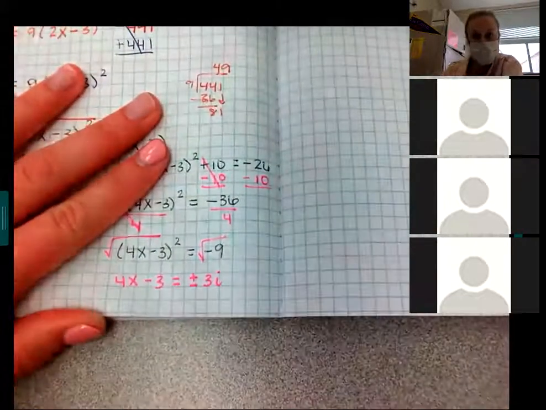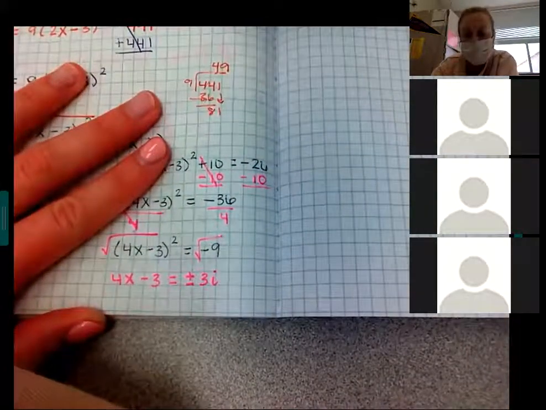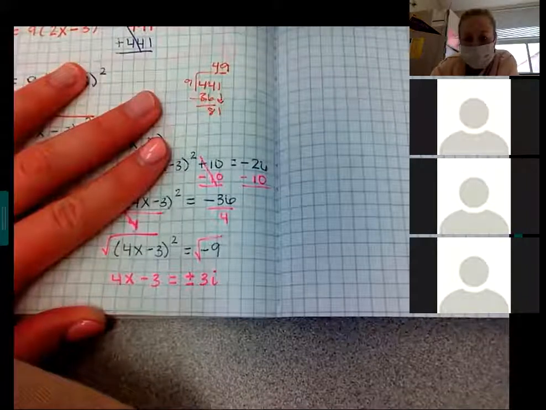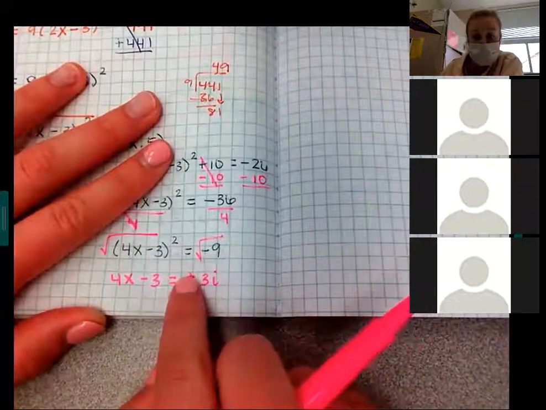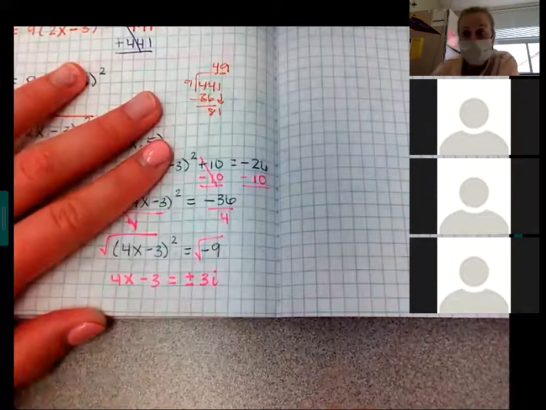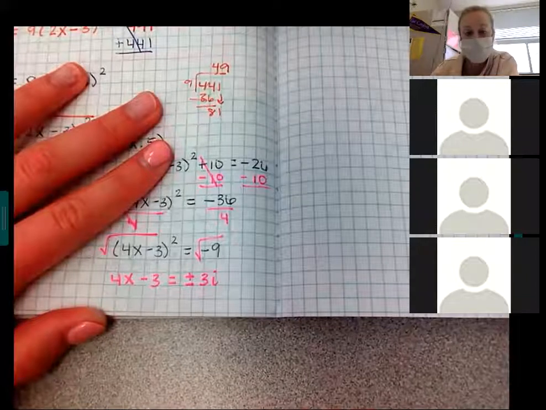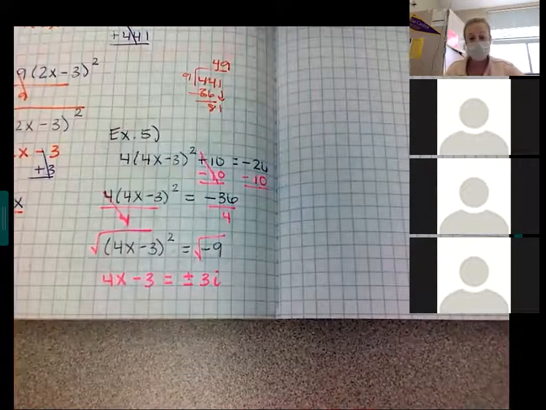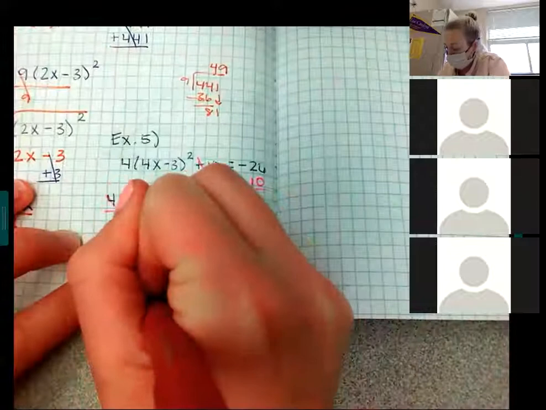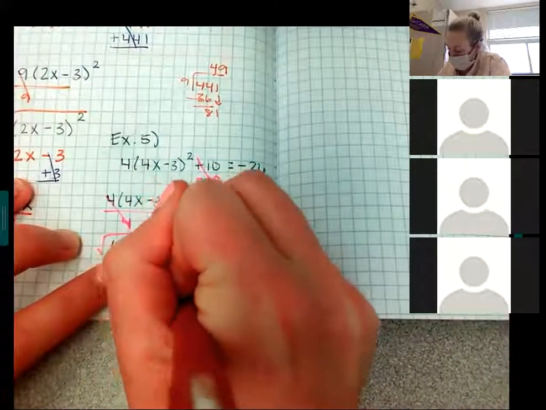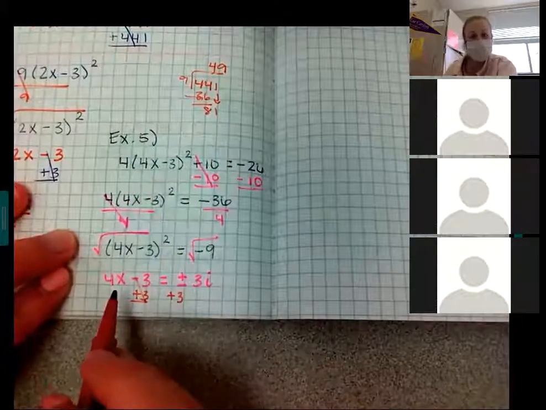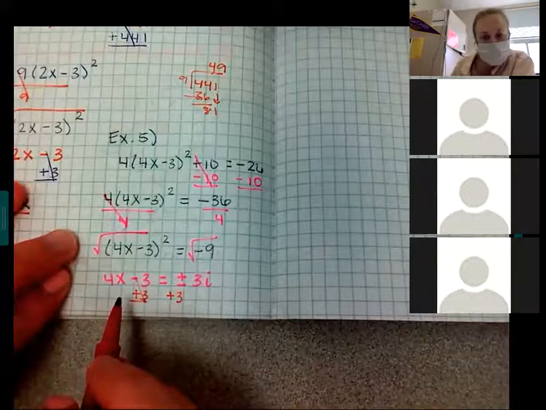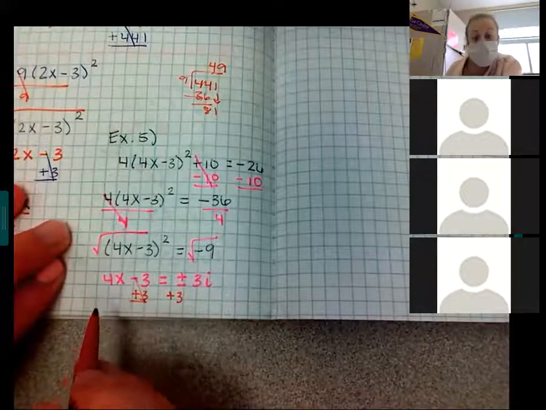Who did I lose? If I lost you, talk to me. Wait, how did plus and minus get there again? Remember, anytime you take a square root, you can have a positive or negative number. Okay. So now, if y'all are good with this, all you got to do now is solve for x. So I would add the 3 over. And then what would you end up doing with the 4 touching the x? Divide. You would have to divide it.